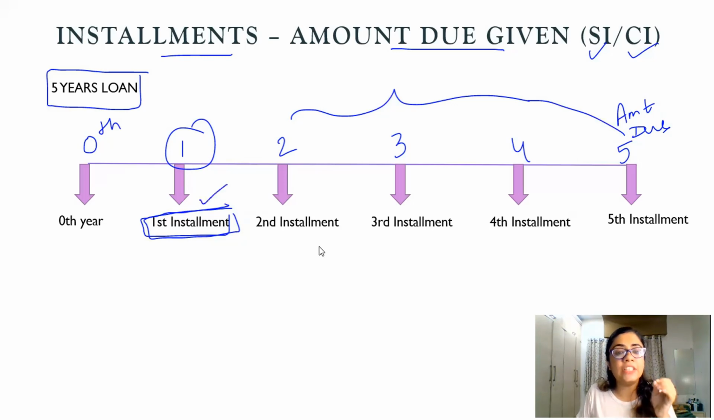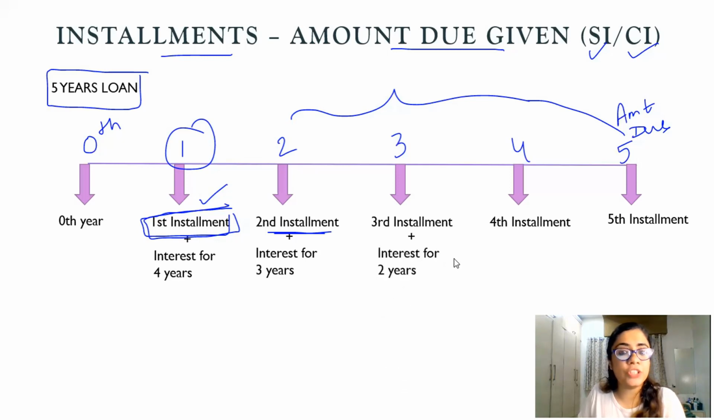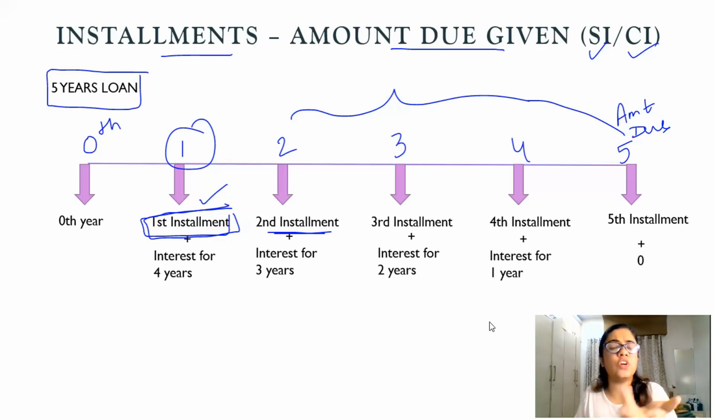So I get an interest on this money for 4 years. The second installment is being paid 3 years early, so it will generate an interest for 3 years. The third installment will generate an interest for 2 years. The fourth installment, an interest for 1 year, and the fifth installment will not generate any interest because I was supposed to pay the entire money at the end of 5 years.